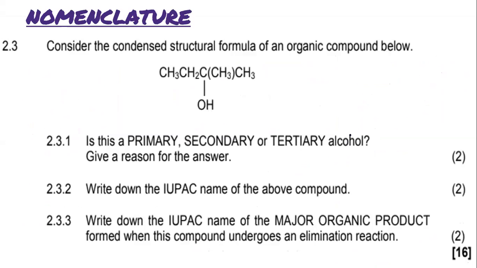Now, they say to us, consider the condensed structural formula of an organic compound below. So it is a condensed structural formula, and I hope you know what we are talking about. Remember, with a condensed structural formula, we are not going to show the bonds between the carbons and the hydrogens altogether. So that is what a condensed structural formula is. It's really a short way of writing down an organic molecule.